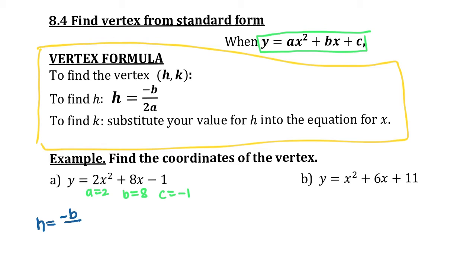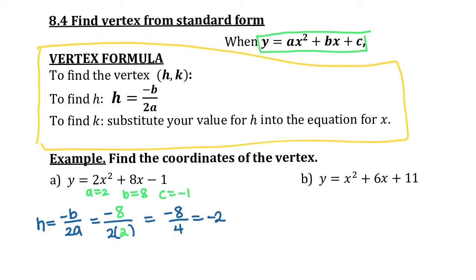And remember, h is the x coordinate. Now in the numerator, it says negative b. What's b? B is 8, because I just wrote b equals 8 right here. Over 2 times a. What's a? A is 2 because I identified it right there. So that's how I plug in to find h. Then I just have to simplify this. In the numerator we have negative 8, and 2 times 2 is 4. Negative 8 divided by 4 is negative 2. So the x-coordinate of the vertex is negative 2, and we call that h. If you really want, you could call it x as well.